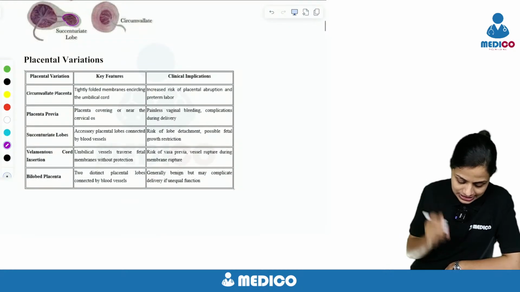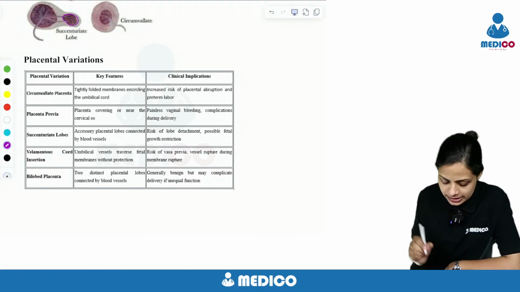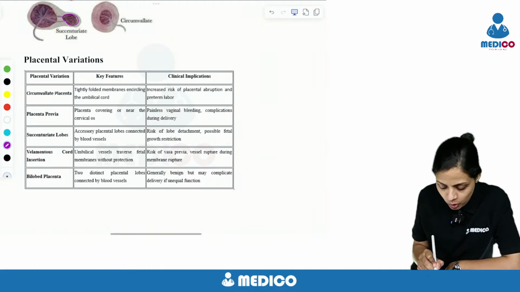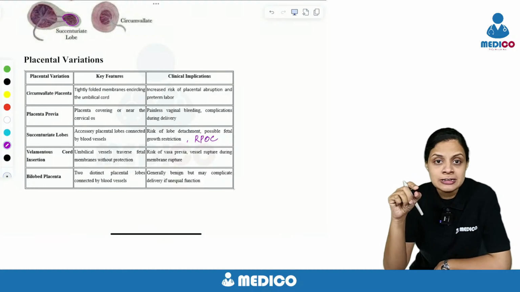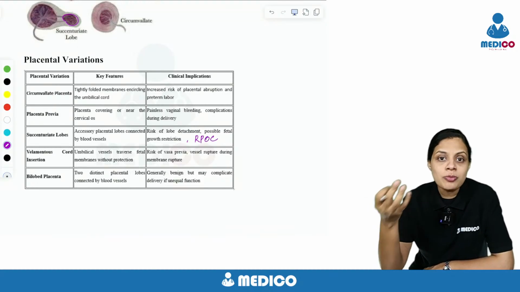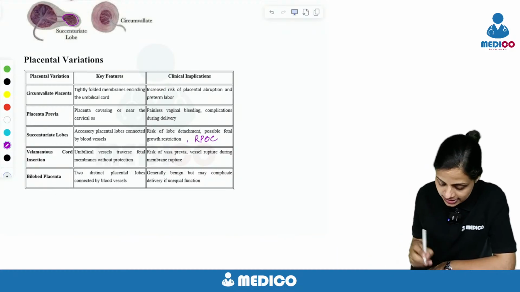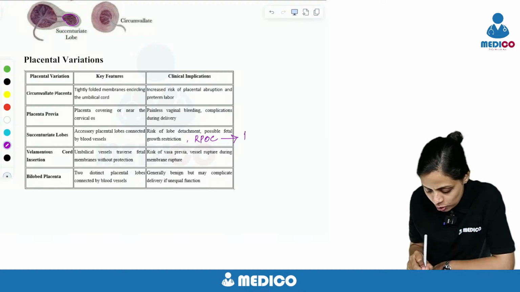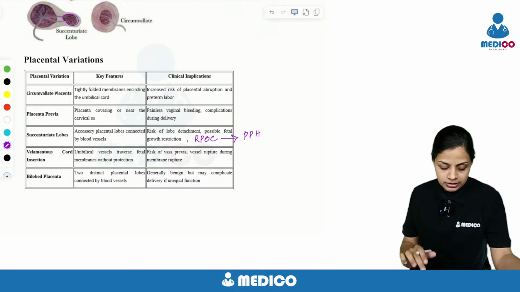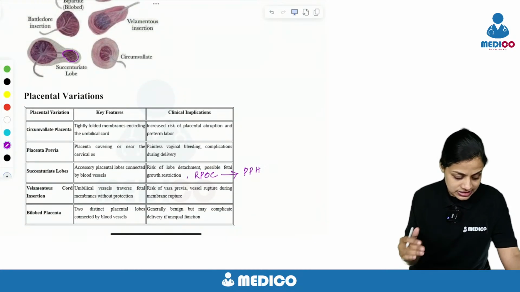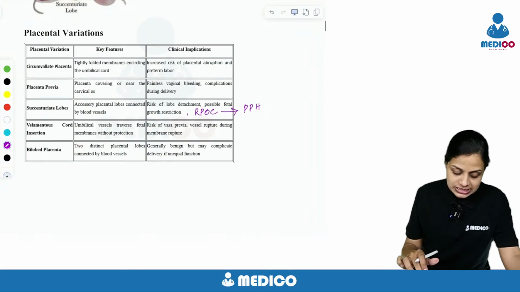So what happens? Let us see what happens. There is a risk of lobe detachment, definitely. Possible fetal growth restriction. More importantly, there can be a retained product of conception. That is, this succenturiate lobe or in the case of a bipartite placenta, the other lobe may be retained inside the uterus, causing postpartum hemorrhage, subinvolution of the uterus. Okay. Then we have got placenta previa, which we have discussed and we'll come to once more in a later question. Circumvallate placenta we have discussed.